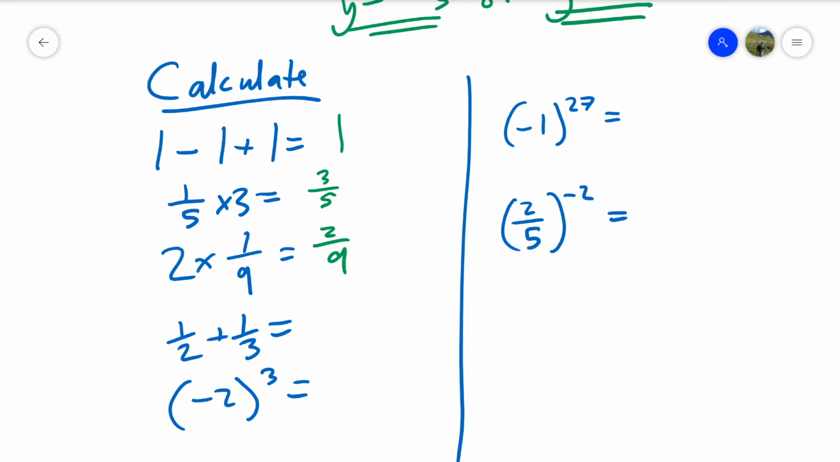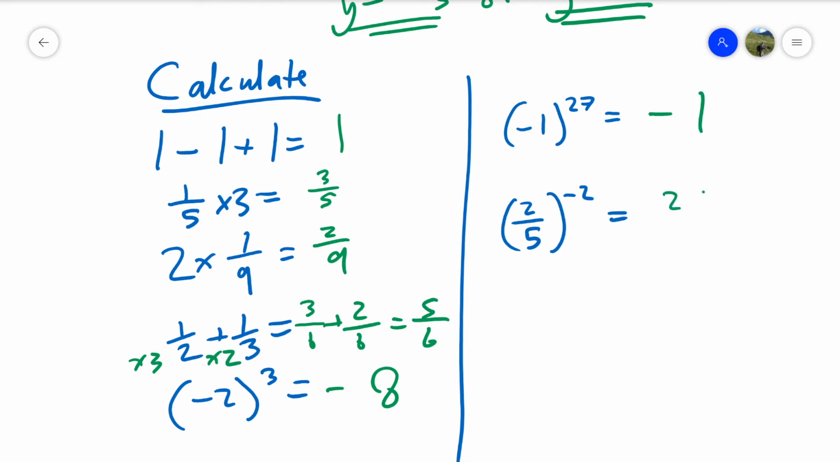I can't do this one. I'm going to have to do this properly. I'm going to make it so they're both over 6. So I'm going to times that by 3, times that by 2. So that gives me 3 over 6 plus 2 over 6, which is 5 over 6. There we go. That is minus 8. That is minus 1. That is 25 over 4.